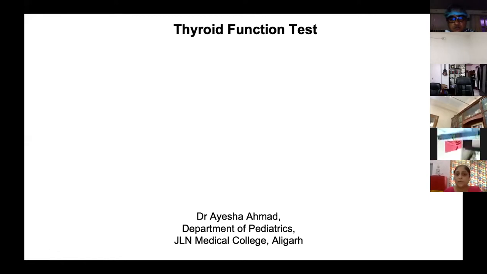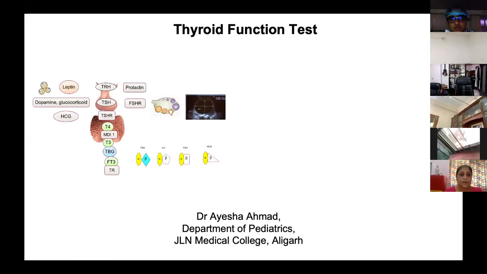Before we proceed to the case-based discussion, I would like to give a brief recap of what normal thyroid functions and how to interpret thyroid function tests. As you all know, the thyroid gland is a butterfly-shaped gland situated in the neck, and it produces the thyroid hormone thyroxine, which is the most important hormone.